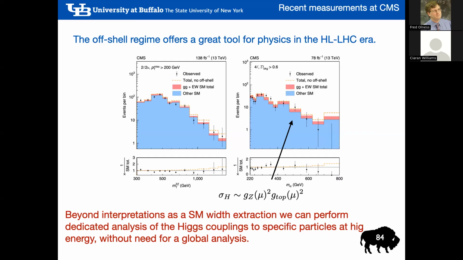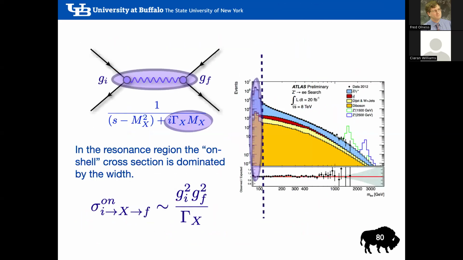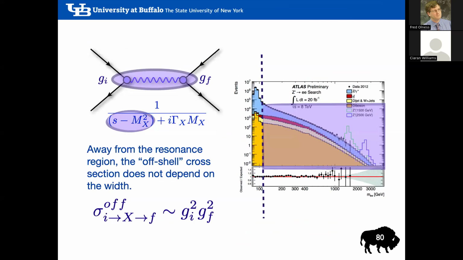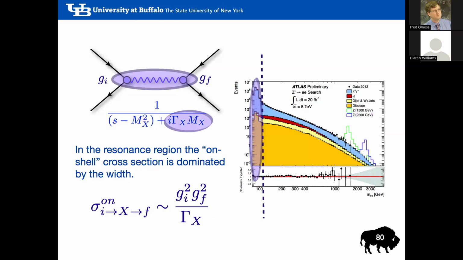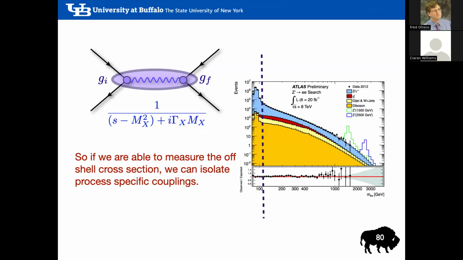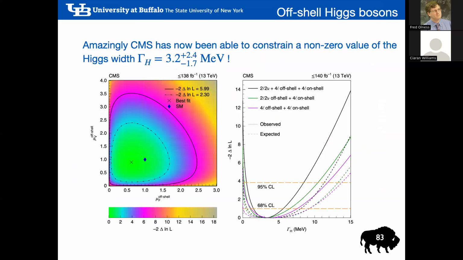So one thing you can do, which I didn't really talk about, but I can show you quickly enough, is I can use the fact that this one depends on the width and this one doesn't depend on the width to take a ratio. That ratio scales like the width. Simple enough maths. And so if I measure the ratio of on-shell to off-shell cross-section, I can constrain the width. And that's what CMS did. And so here you see, you guys know all these things better than me because you're a lot of experimentalists. But the point is that CMS have used this off-shell to on-shell ratio to constrain the total Higgs width to be 3.2 plus or minus a couple of MeV, which is an amazing result, right?